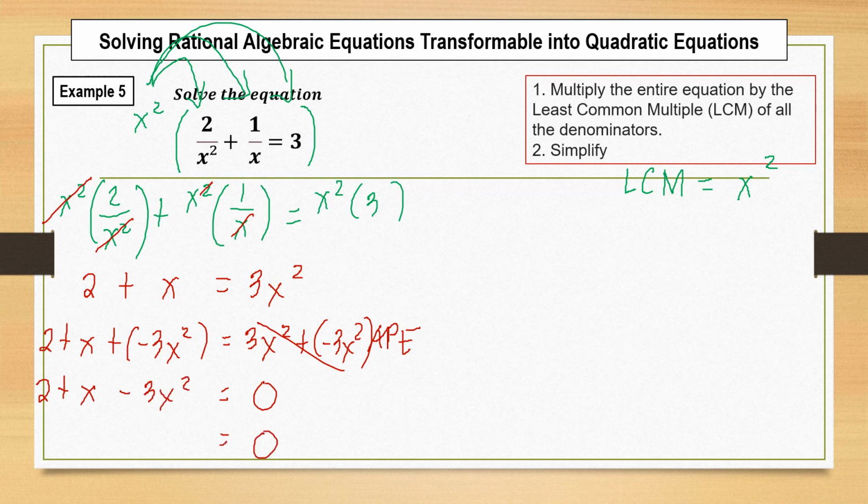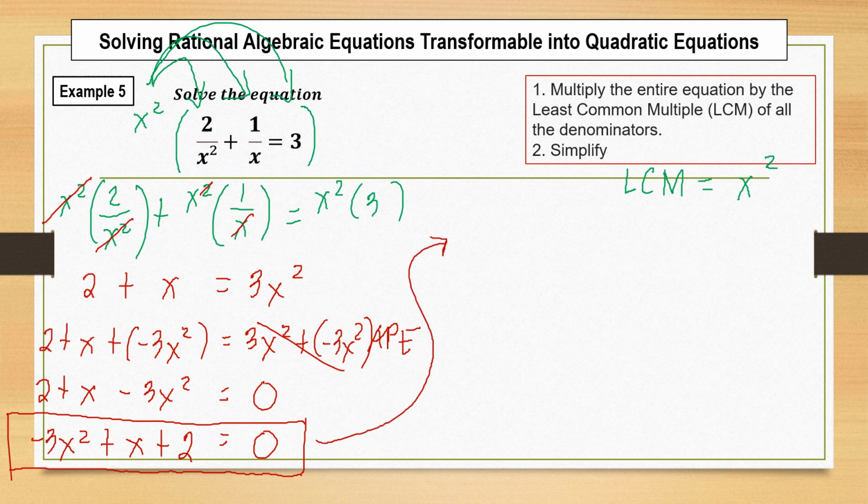So rearrange the terms in order to express it in standard form. So we have negative 3x squared plus x plus 2 is equal to 0. The rational algebraic equation has now been transformed into a quadratic equation in standard form. We can now solve it using the method of our choice. Let's say we choose to use the quadratic formula to solve the given equation.